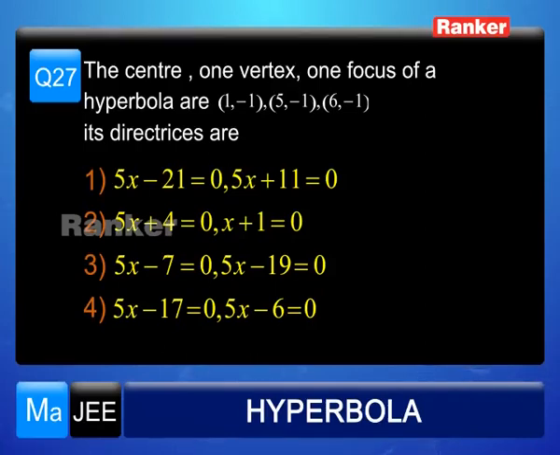Its directrices are: first option, 5x - 21 = 0, 5x + 11 = 0. Second option, 5x + 4 = 0, x + 1 = 0. Third option, 5x - 7 = 0, 5x - 19 = 0. Fourth option, 5x - 17 = 0, 5x - 6 = 0.